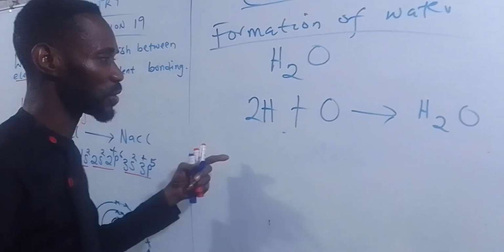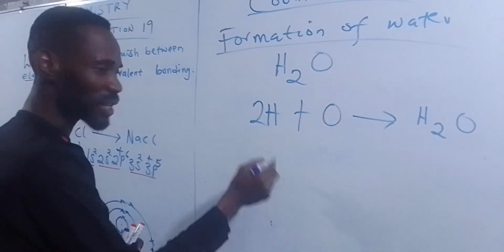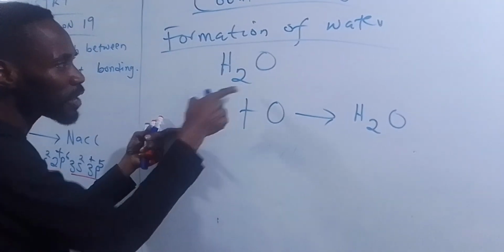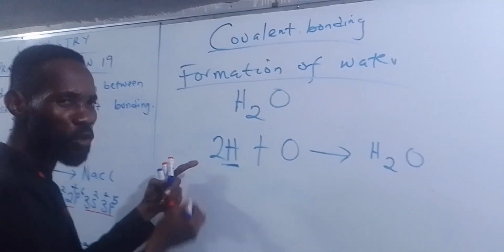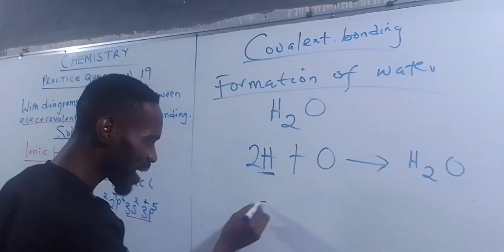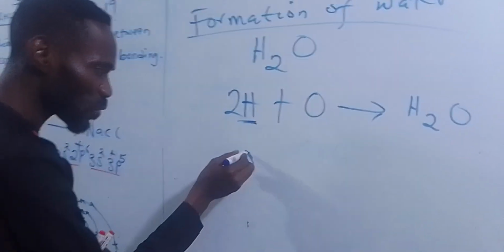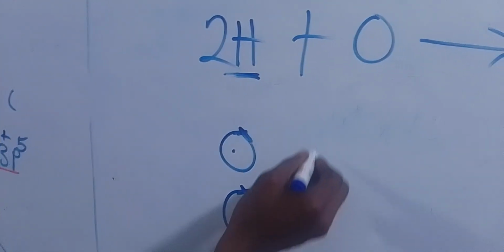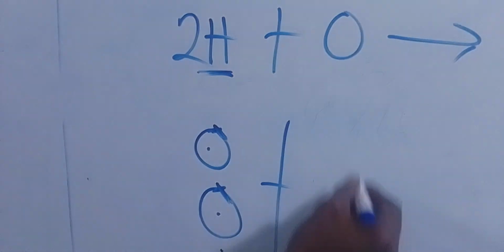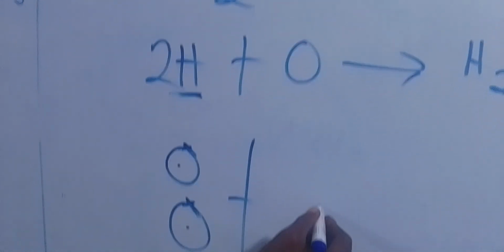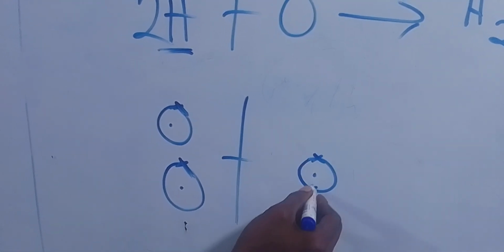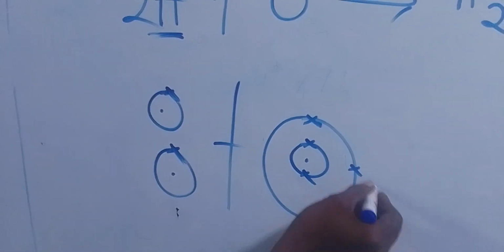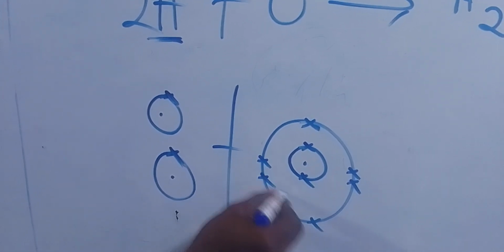Let's do two atoms of hydrogen. So what happens here? Hydrogen has atomic number of 1. In the formation of a water molecule, we have two atoms of hydrogen. So here I have hydrogen, and hydrogen has only one electron. Here I also have another hydrogen, one electron, reacting with oxygen. Oxygen has atomic number of 8. The first shell takes 2 electrons, and the second shell takes 6 electrons: 1, 2, 3, 4, 5, and 6.